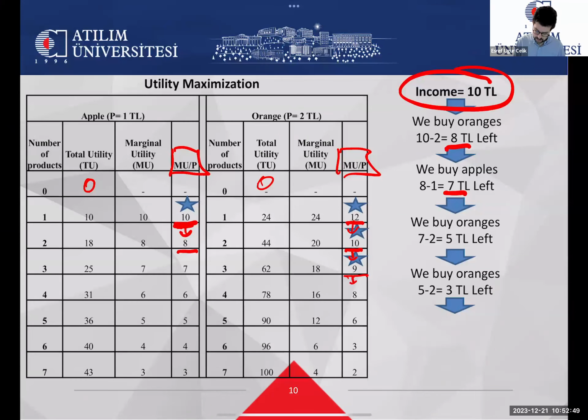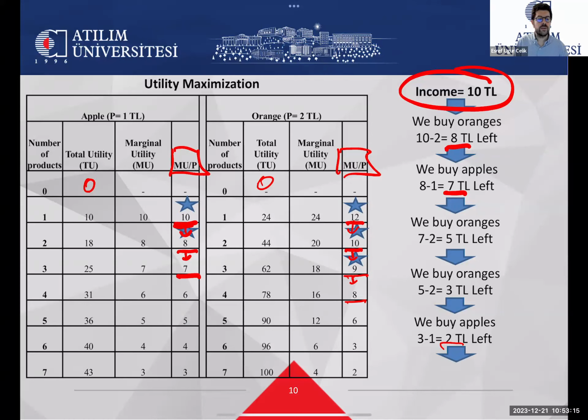Then move down. 8 to 8 this time. Equality. This time the cheaper one is the winner, and apple is the cheaper. So we pay 1 more Turkish lira. So we have 2 Turkish lira left. And we move down to the apple for consuming.